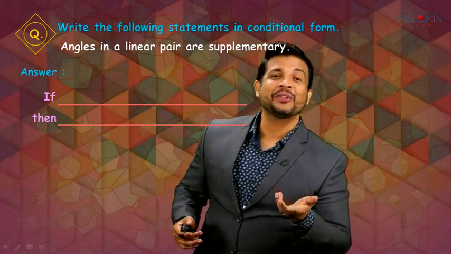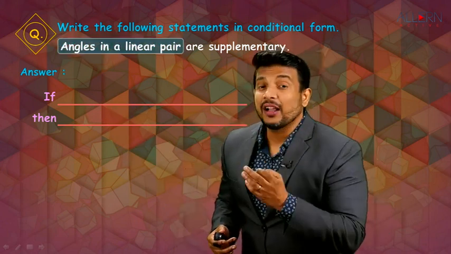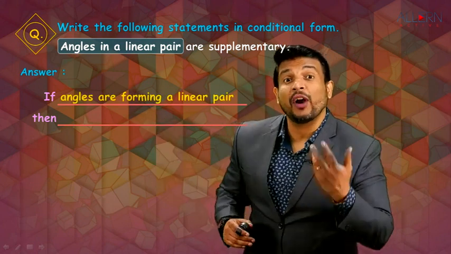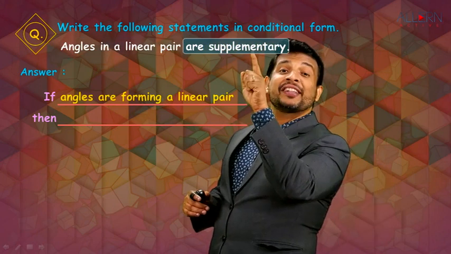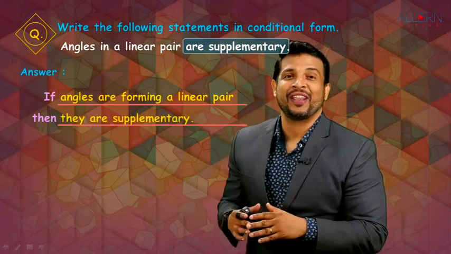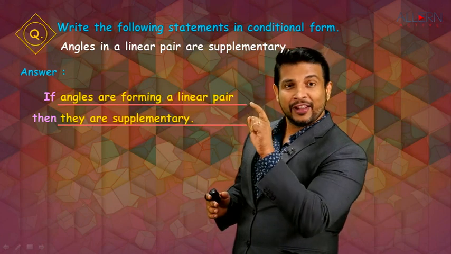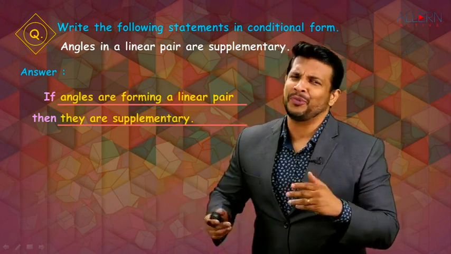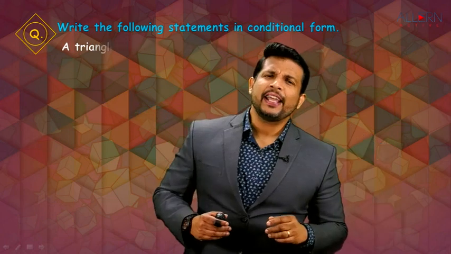It's so simple. So we write that if angles form a linear pair, right? If angles are forming a linear pair, then what happens? Then they are supplementary. That is what we have. So we have written that in the if and then format. That means it is the conditional form which we have written. Wasn't that easy? Beautiful, right? Very simple. Let's write the next statement now.